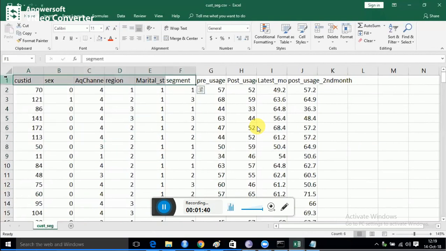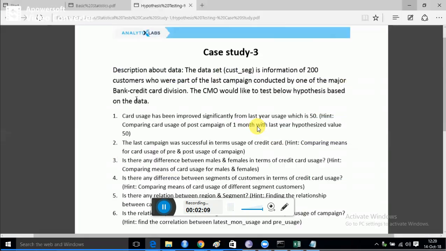Agreed? Pre-usage, as in before the campaign, what was the usage? Post-usage first month: after the campaign is run, after 1 month of the campaign, what is the usage? Latest month usage. Post-usage second month: 2 months after the campaign, latest month usage, as in what is the current month usage? Clear? Please look at the first question.